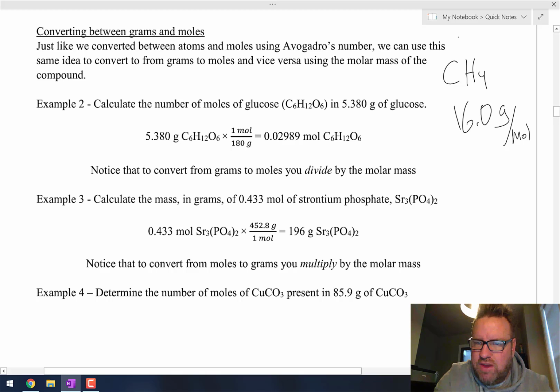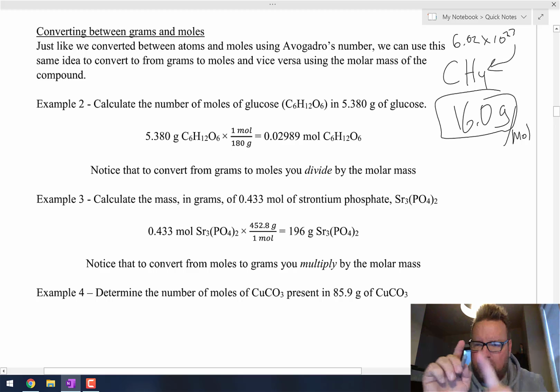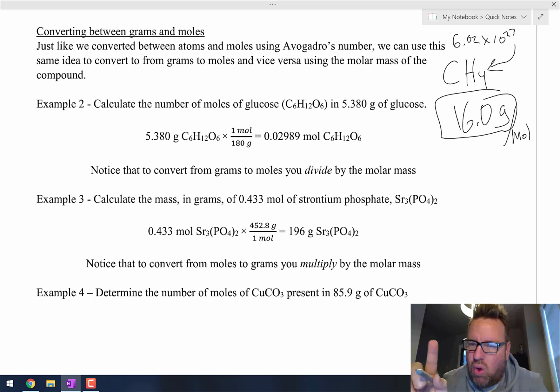So that means that if you have 6.02 times 10 to the 23rd CH4 molecules, and you were able to weigh those, you would get a mass of 16 grams. Okay, and so the conversion is that 1 mole equals 16 grams of, in this case, CH4. Okay, so we can use that conversion.